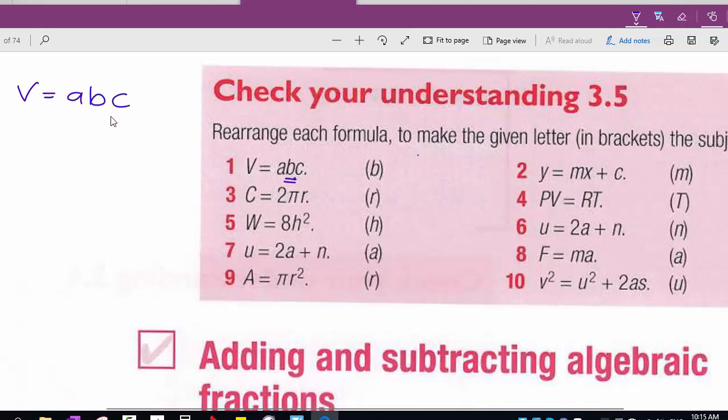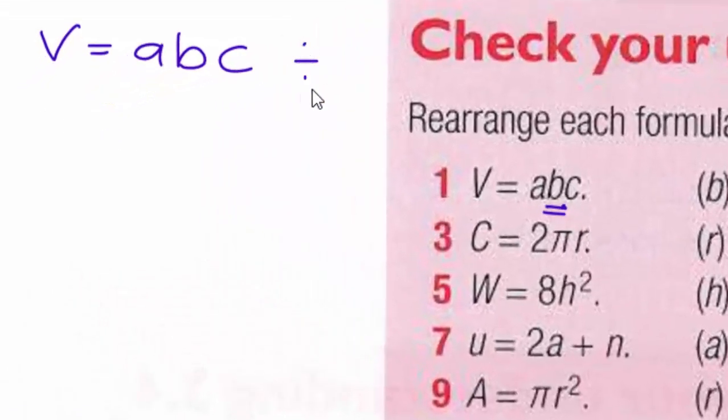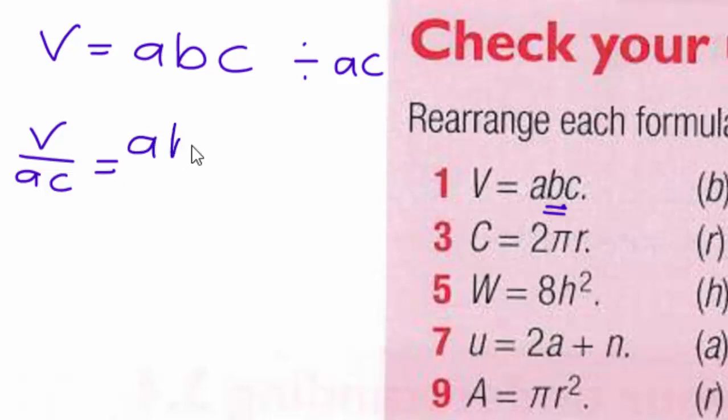How can we have B alone on a side? We need to get rid of A and C. The relation between A and C with the B is multiplication. The opposite of multiplication is division. So we're going to divide both sides by AC. Then here we will have V over AC that equals ABC over AC.